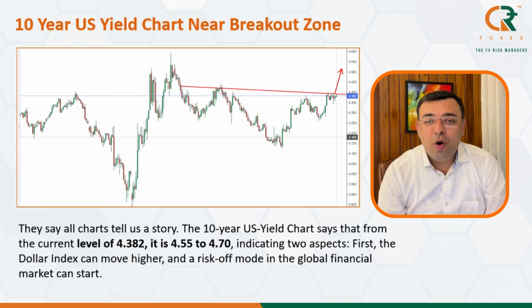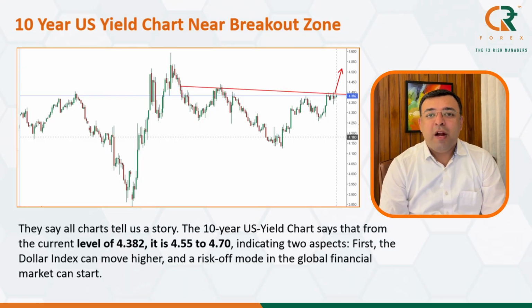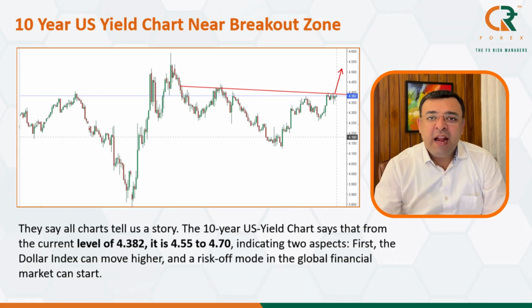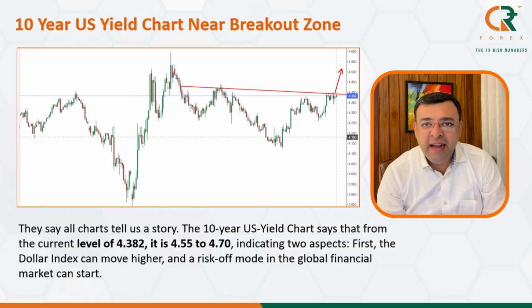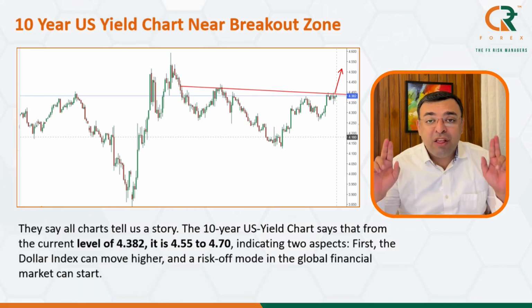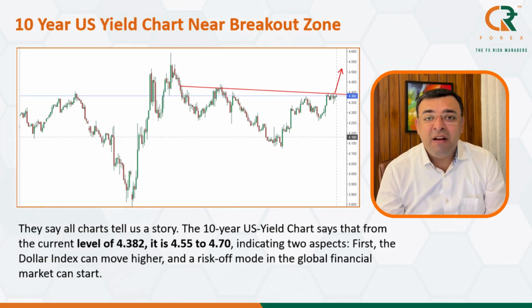They say all charts will tell you some kind of a story. Currently, the 10-year US yield chart is telling us a story that from a current level of 4.38, it can move towards 4.55 and 4.70 kind of levels. This chart is indicating two aspects. First, the dollar index can move higher and risk-off mode in the financial market can start.